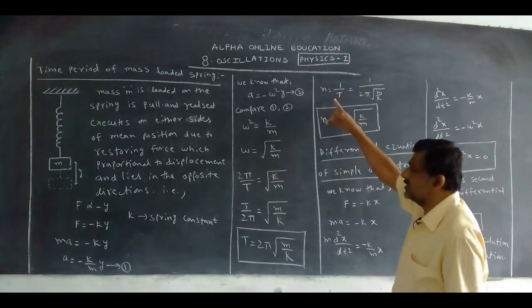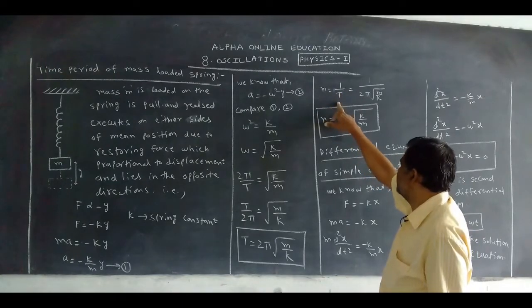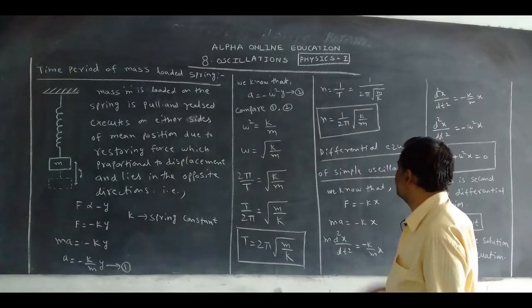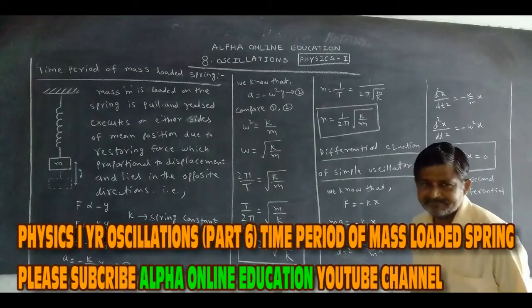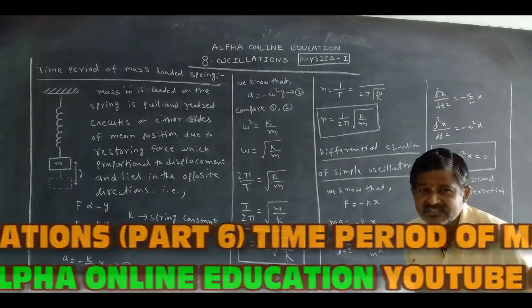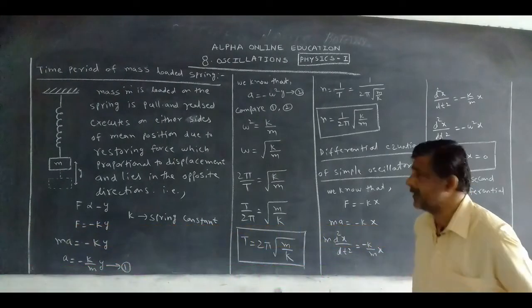We know that n = 1/T. So n = 1/(2π) √(k/m). This is the frequency of the mass loaded spring.